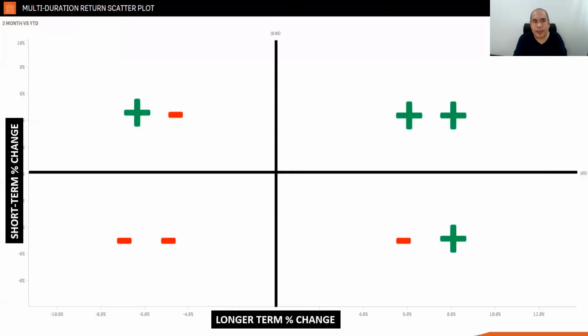The other way to think about it is currency pairs, stocks that move in this quadrant are stocks with momentum that are positive both on a short duration and longer duration. On the other hand, trades that fall in this area are trades that have negative short duration return but are still positive on a longer duration return.